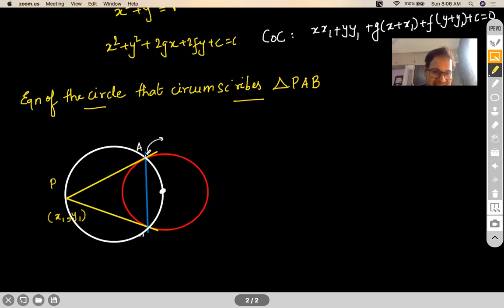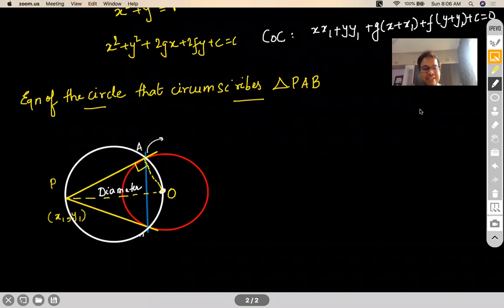If you see, this is a tangent to that given red circle, right? So if I draw a line connecting the center of this red circle to this tangent, it must be perpendicular. Now, if it is perpendicular, then basically PO must be the diameter. PO must be the diameter of the circle.